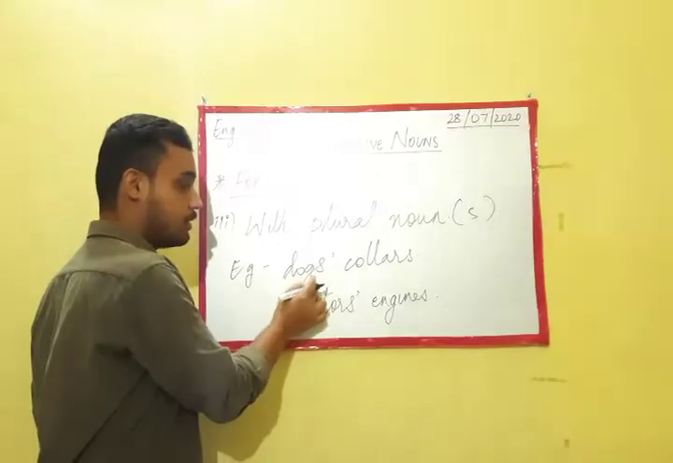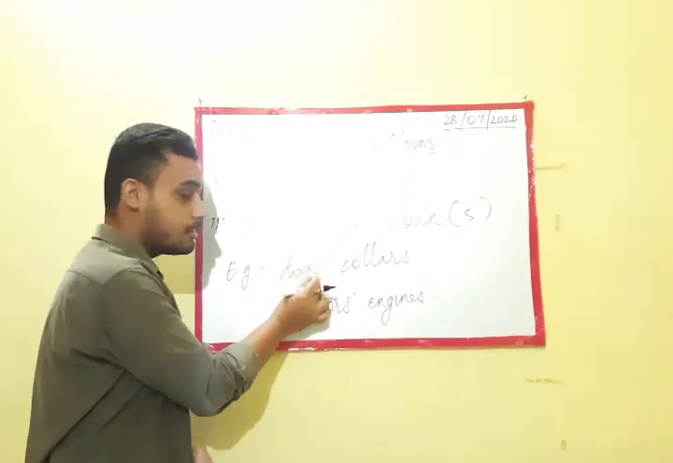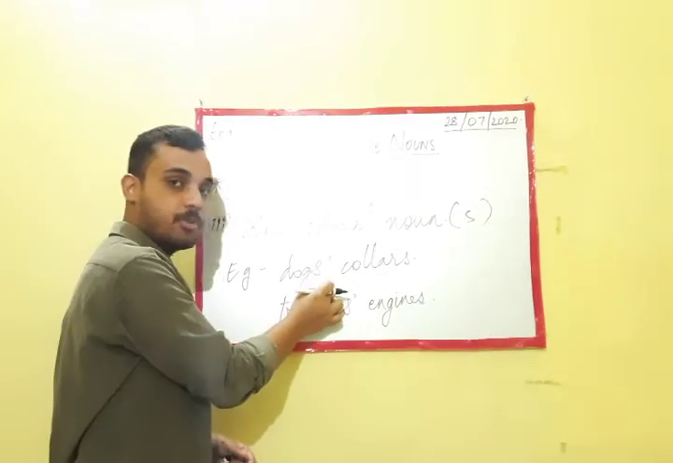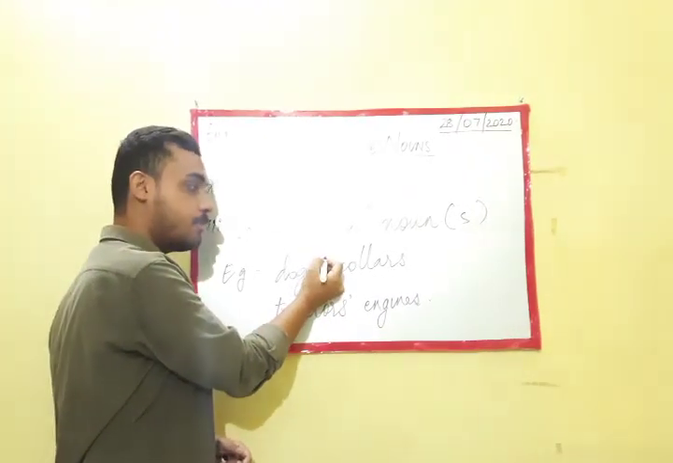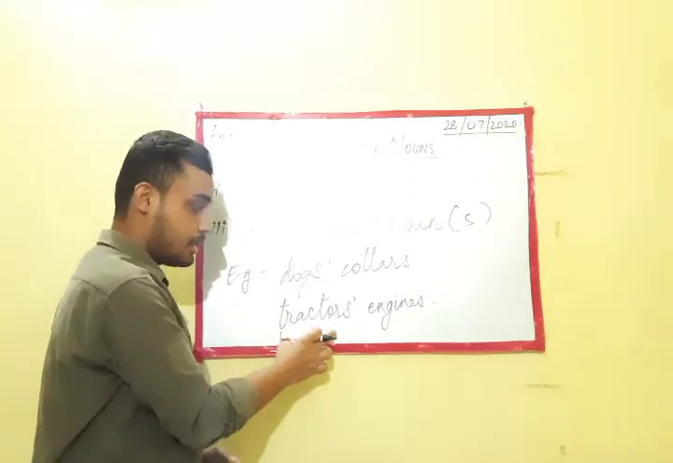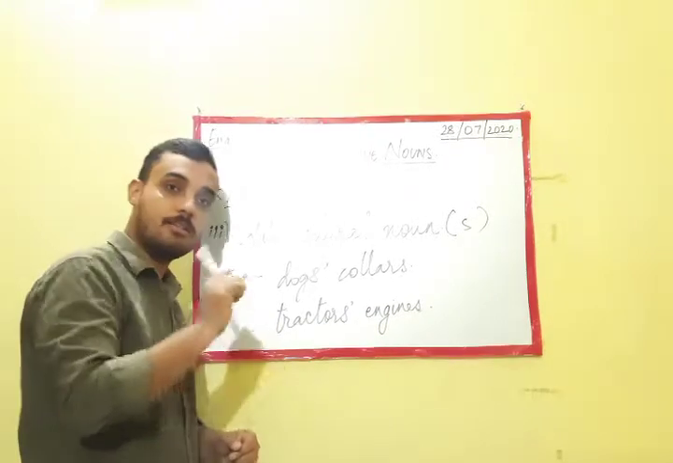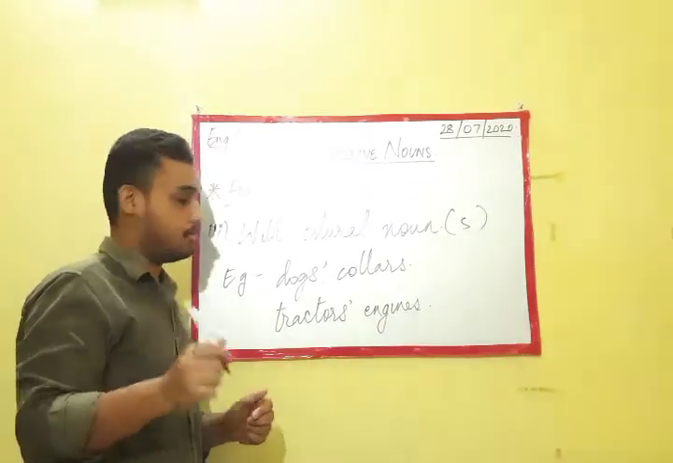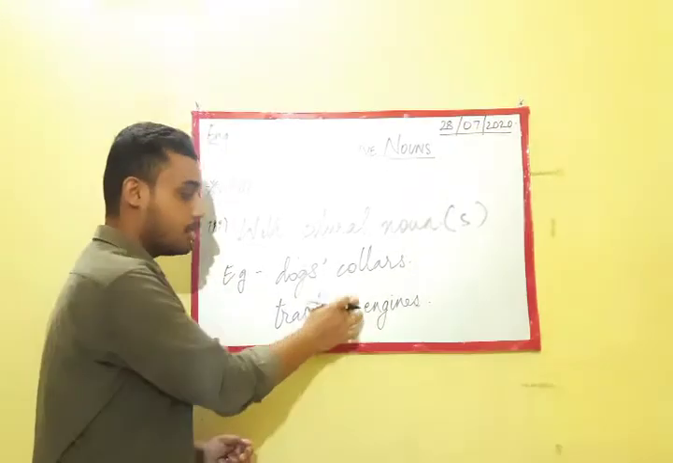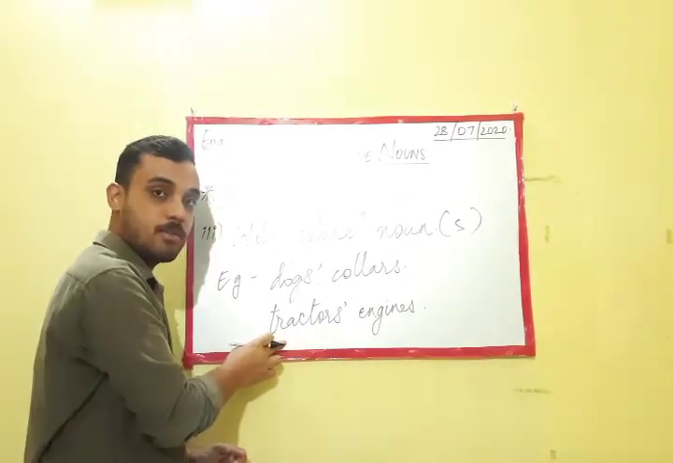You see over here, dogs is a plural noun and it is ending with the letter S. So I am not going to add another S with an apostrophe. We simply put an apostrophe that makes it a possessive noun. The same happens with tractor. Tractor is one tractor, tractors become many tractors. So we are not going to add any other S. We will simply put one apostrophe to make it a possessive noun.